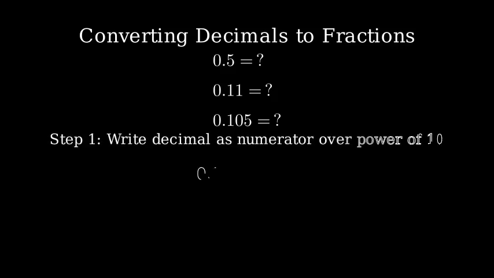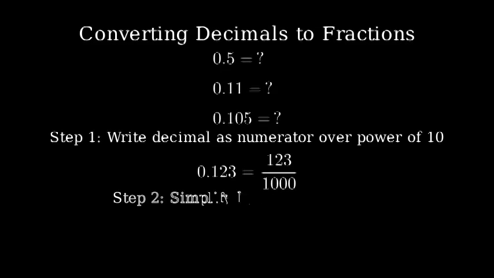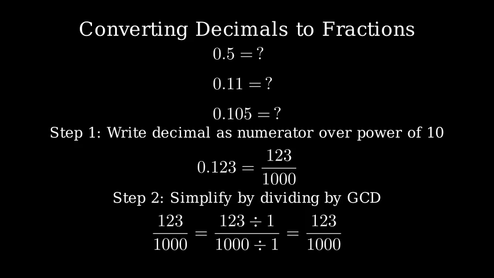Step 1. Write the decimal as a numerator over a power of 10. The power of 10 should match the number of digits after the decimal point. Step 2. Simplify the resulting fraction by dividing both the numerator and denominator by their greatest common divisor, or GCD. Now, let's work through our examples one by one.